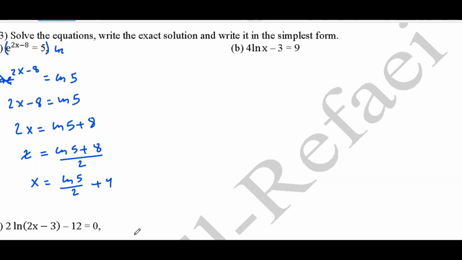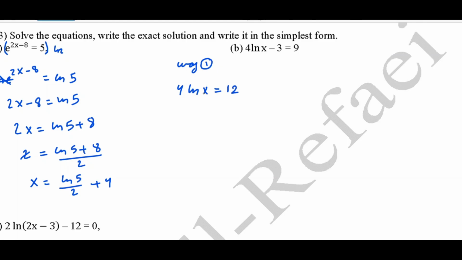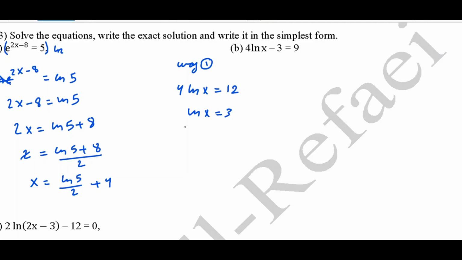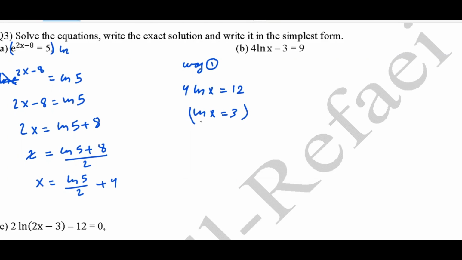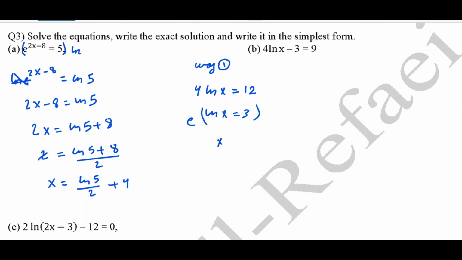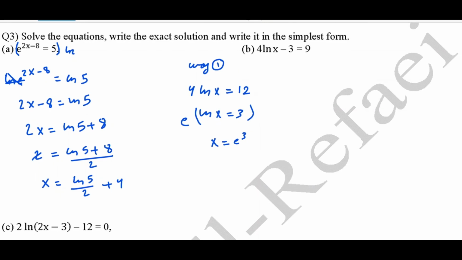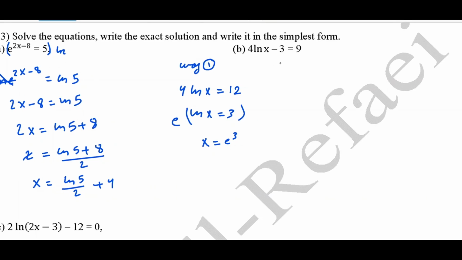Let's move to part B. I'm going to solve part B in two ways. Way 1. I'm going to move 3 to the other side. It will be 4 ln x equals 12. Then divide by 4, ln x equals 3. And then I'm going to multiply by e. So x equals e to the power 3.